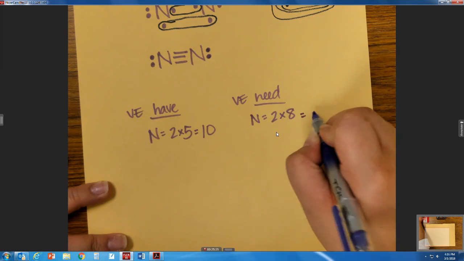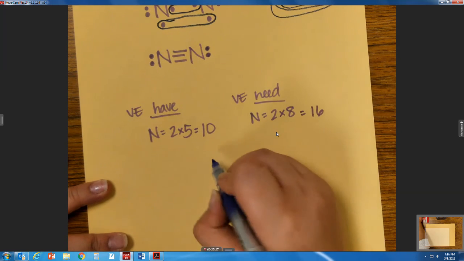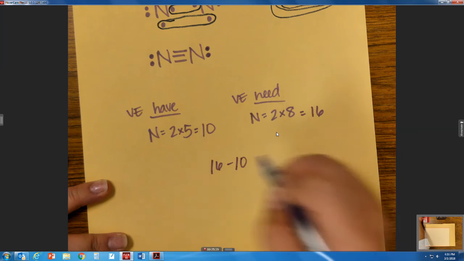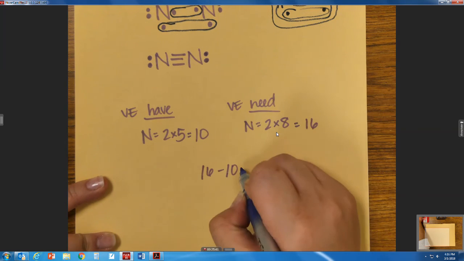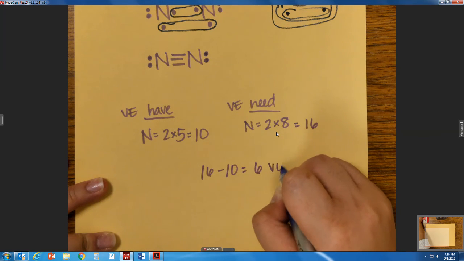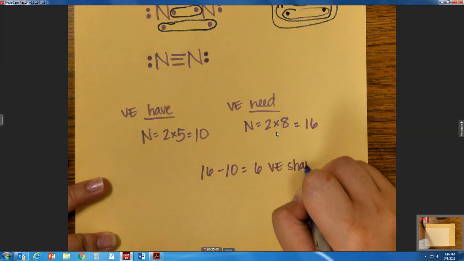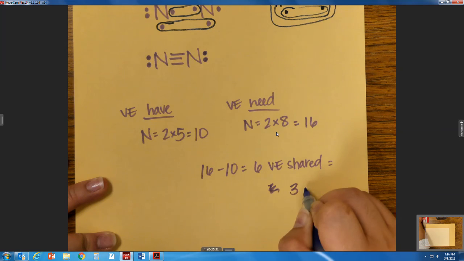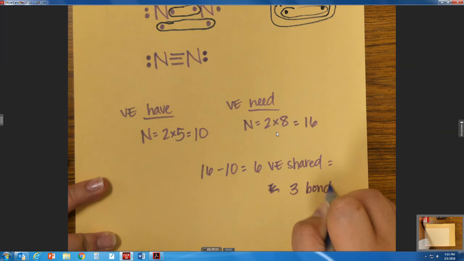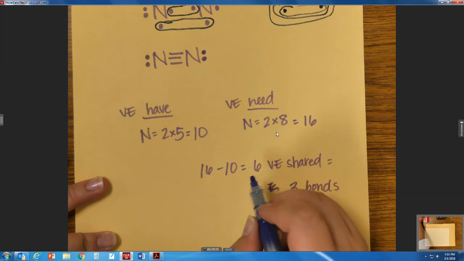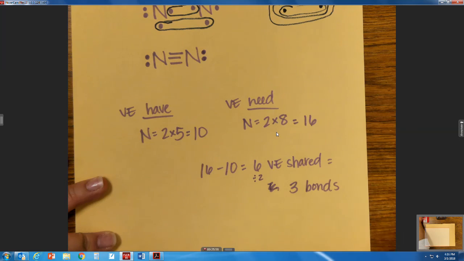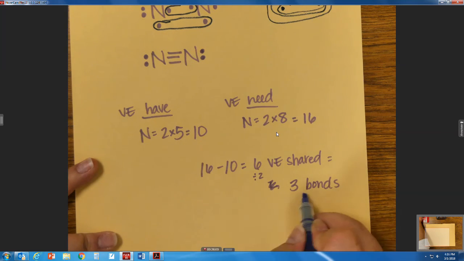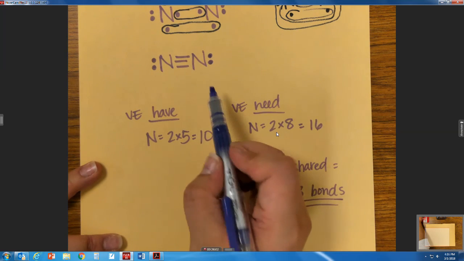So 8 times 2, that's 16. So 16 minus 10 means that there are 6 valence electrons that are going to be shared. So that's equivalent to, not 4, 3 bonds. Okay, because 6 divided by 2, that's going to be 3 bonds, which is what we have up top, right?